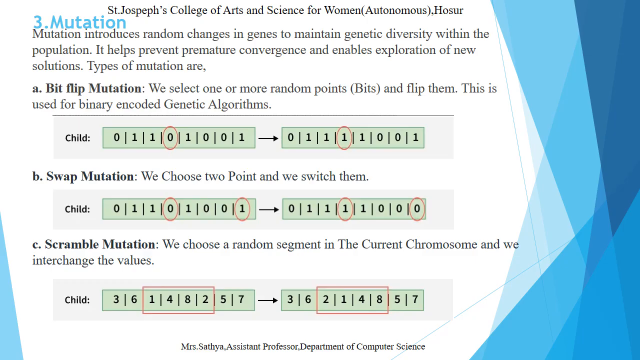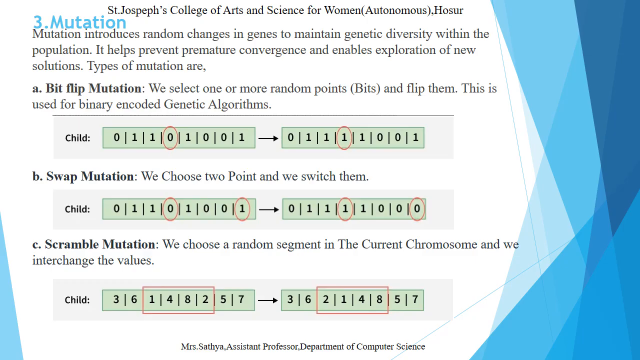Here we also have to look at the types of mutation. The first one is bit flip mutation, the second one is swap mutation, the third one is scramble mutation. Bit flip mutation: we select one or more random points and flip them. This is used for binary encoded genetic algorithms. That means 0 becomes 1, and 1 becomes 0. Then swap mutation: we choose 2 points and switch them. For example, 0 and 1 change to 1 and 0, so it is swapping.